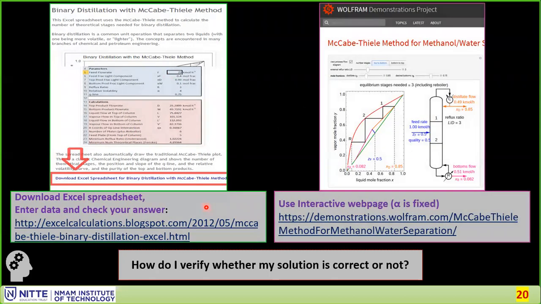I'll give you one more, that is an interactive web page. Here alpha is fixed, you cannot have your own problem. This is for the methanol water system, but it's interactive. You can observe how the reflux and all these conditions change along with the interactive diagram. This is very cool, you can try it on. Both the links are given below this video, you can try it on your own.